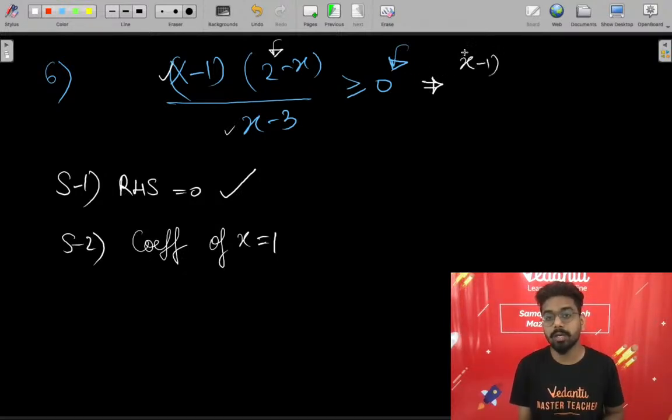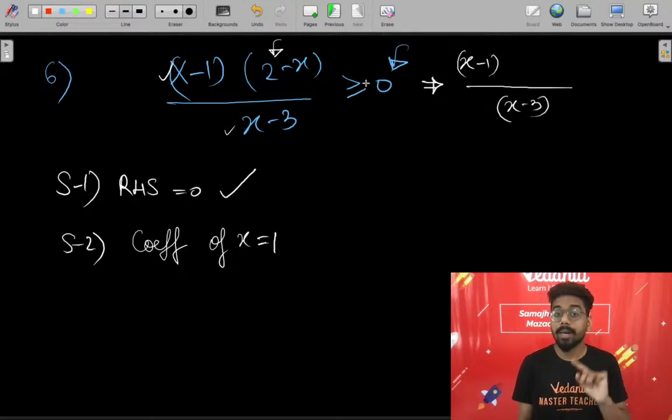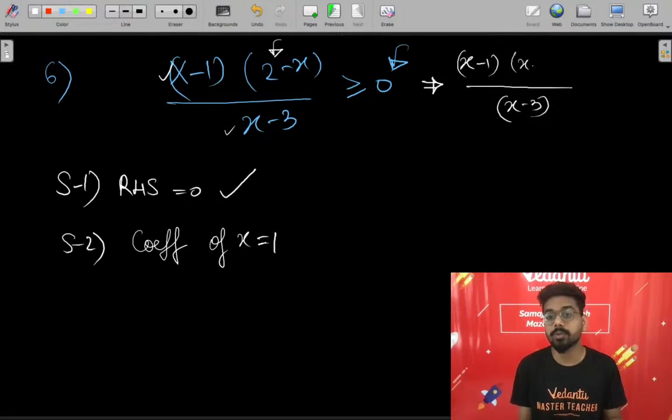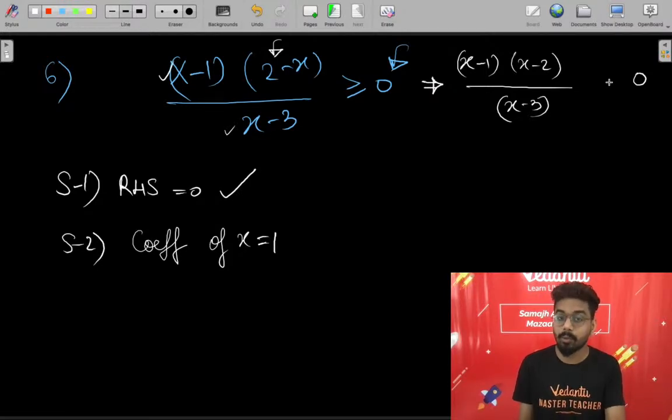So x minus 1 will remain x minus 1. X minus 3 will remain x minus 3. But minus times when multiplied to 2 minus x will become x minus 2. And minus 1 into 0 is 0. But when you multiply with a negative number in an inequality, rule number 3 says the inequality sign will get reversed. After this, find out the critical points.